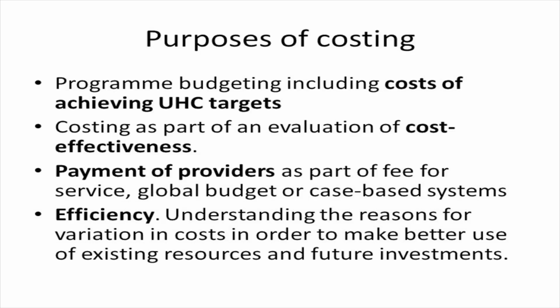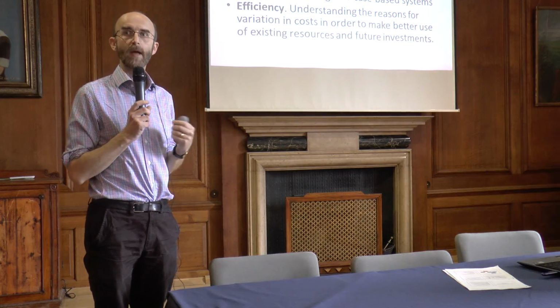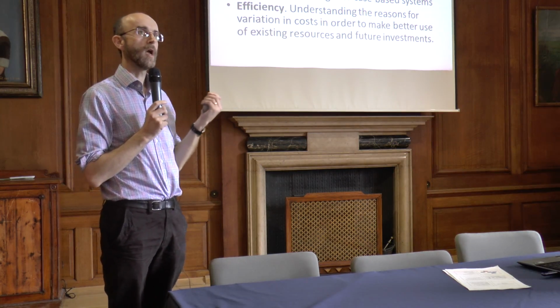So we might do costing in order to work out what the budget should be, how much we need to put aside for universal health coverage. But of course, costing is an important part, one part of economic evaluation. We might want to do very detailed costing to develop new payment systems like case-based systems or hospital global budgets. And we might also want to do costing in order to understand efficiency, and how the efficiency varies across the sector. So there are a number of objectives.